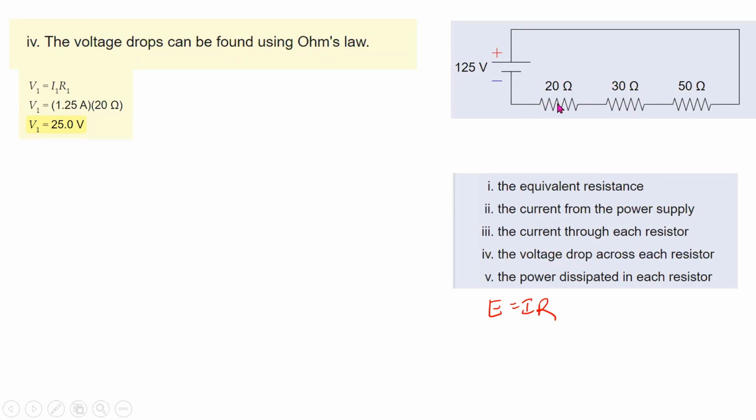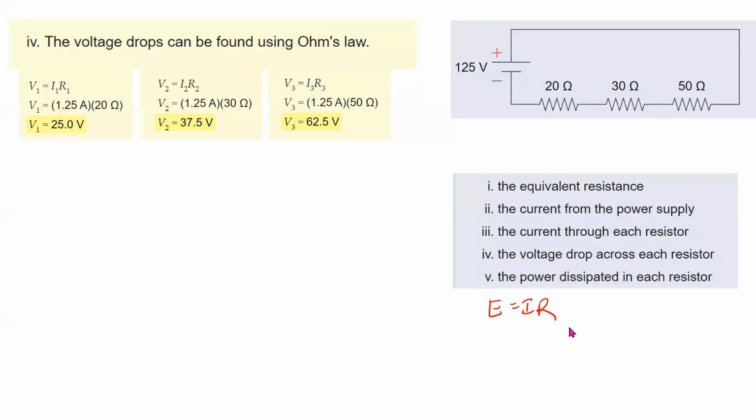So what is the voltage drop across 20 ohm? I1 into R1. What is I1? I1 is nothing but I total, that is 1.25 into 20, it is 25 volt. Similarly, calculate voltage drop across 30 ohm, that is I2 into R2. Okay, 37.5. Good. Then can you calculate the third voltage drop? Okay, good. 62.5. All right.